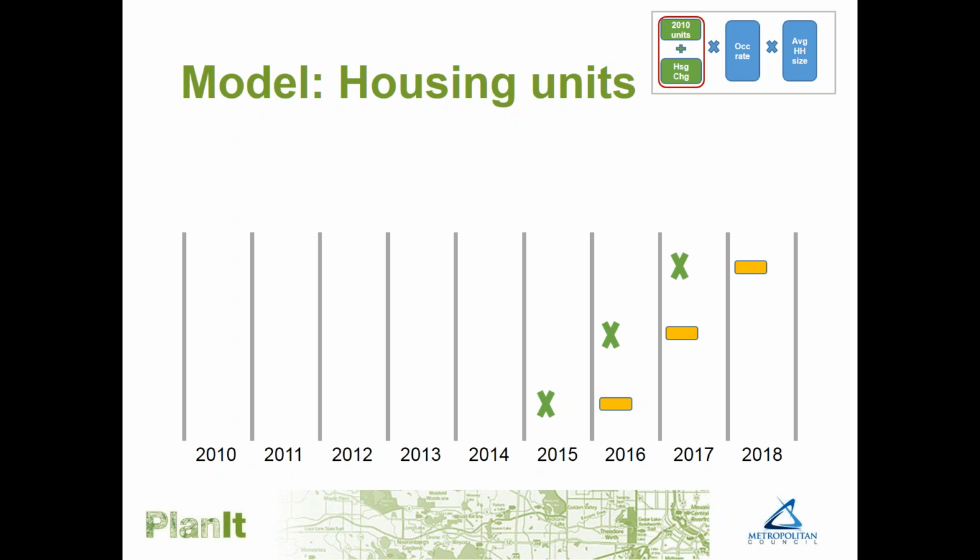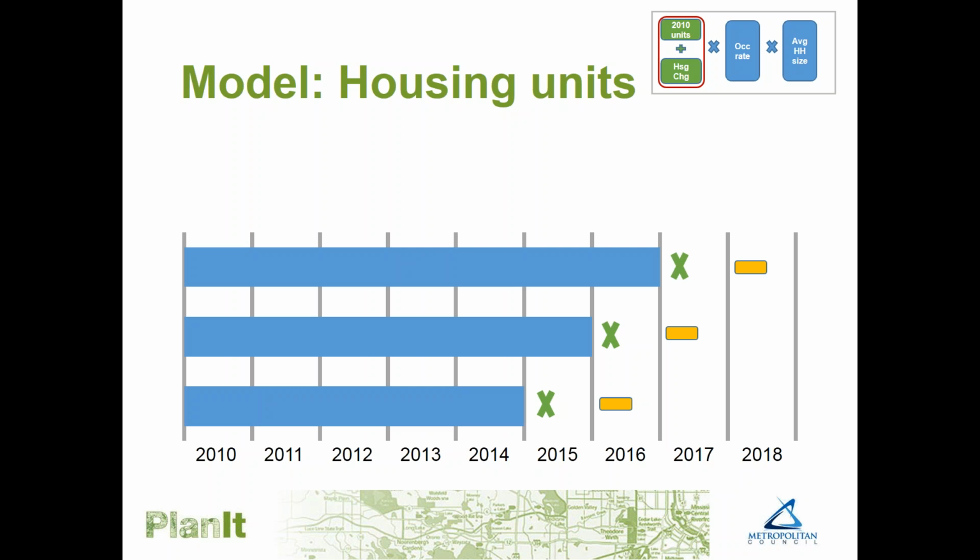In each of these estimate cycles, we're including permits from 2010 through the year before the estimate, the years in the blue bars here. So for the 2015 estimates at the bottom, we looked at permits from 2010 through 2014. For the 2016 estimates that we'll release in a few weeks, we're looking at permits from 2010 through 2015. And next year, we'll be looking at permits from 2010 through 2016.